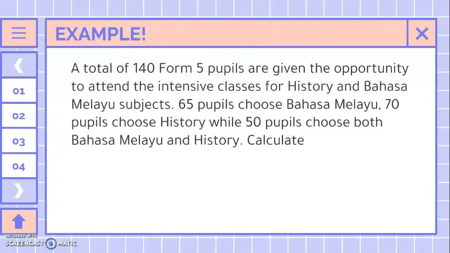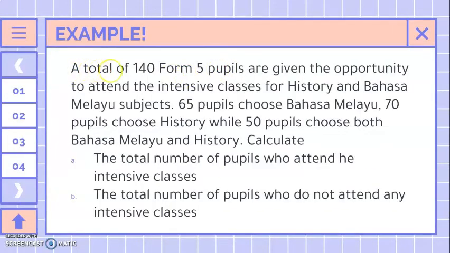Okay, in this example, a total of 140 Form 5 pupils are given the opportunity to attend the intensive classes for history and Bahasa Melayu subjects. 65 pupils choose Bahasa Melayu, 70 choose history, while 50 choose both Bahasa Melayu and history. So calculate the total number of people who attend the intensive classes and the total number of people who do not attend any intensive classes.